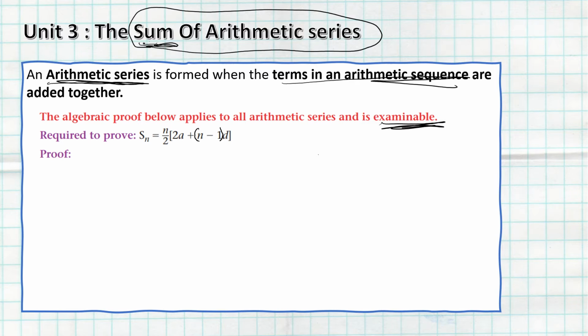Okay, in proving this formula, because we want the sum of n terms, we are adding terms of an arithmetic sequence. We know that the first term is a, right? The next term is a plus d, because to get the next term in an arithmetic sequence, we add the common difference to the previous term. The third term will be a plus 2d, right?